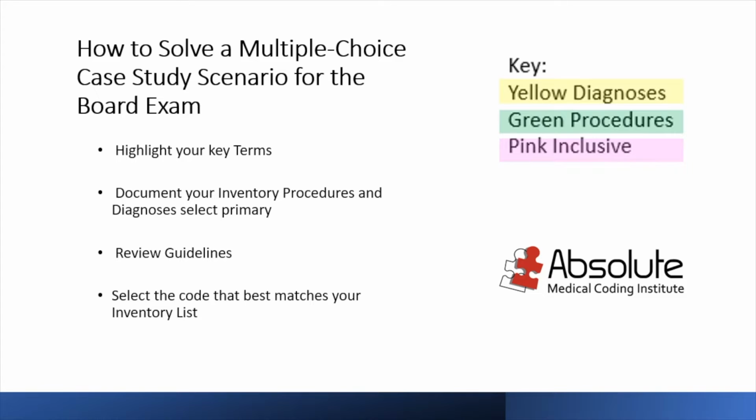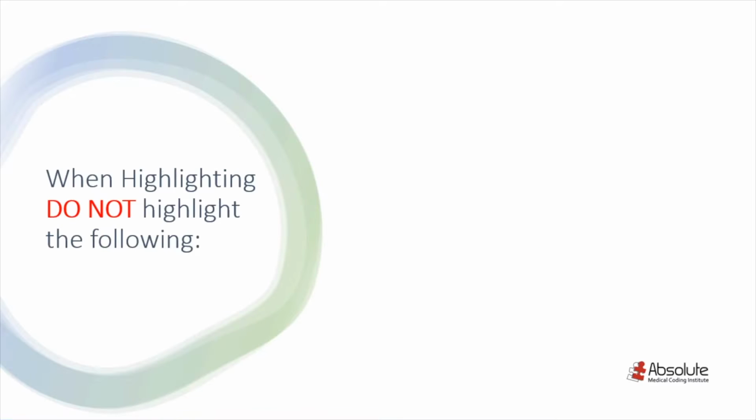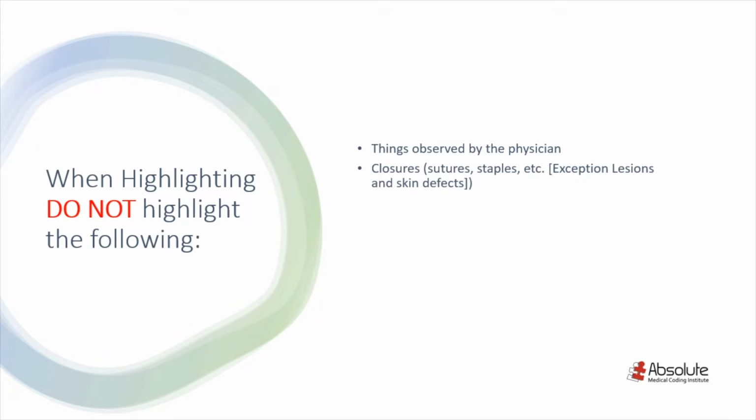All right. So here are some do nots. When you're highlighting, you can kind of get discombobulated. So we've compiled some things that you don't even have to highlight. Number one, don't highlight things observed by the physician because you cannot code for them. Number two, don't highlight closures. If a provider or surgeon is closing up a surgical site, there's no need to highlight it.